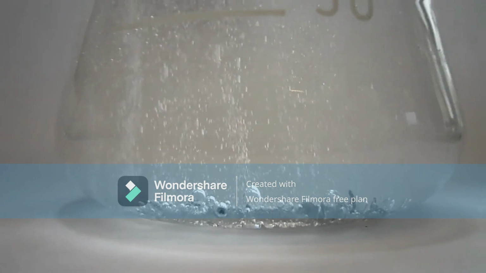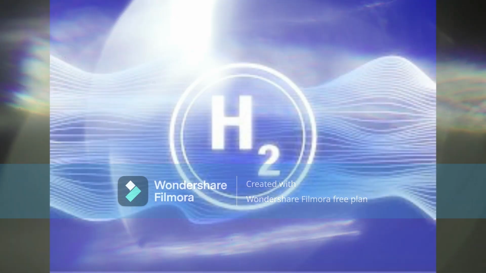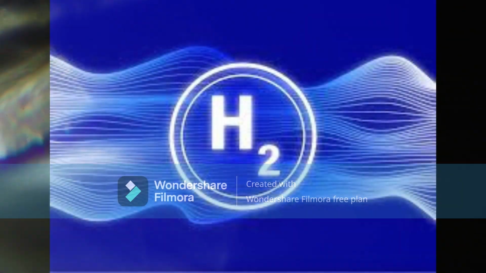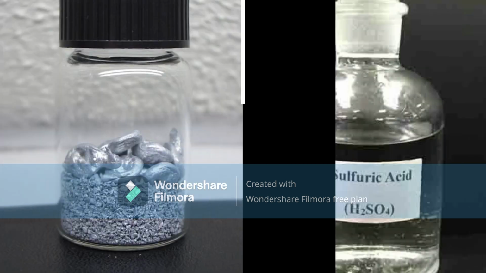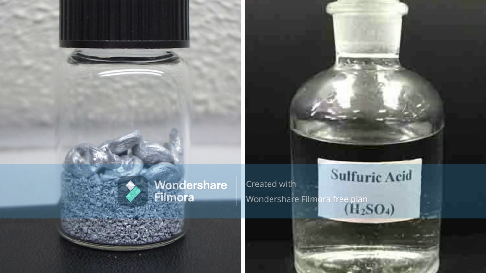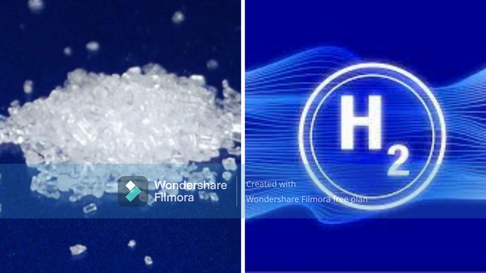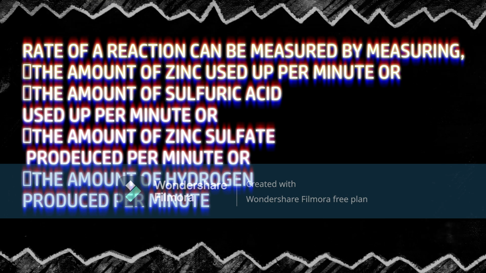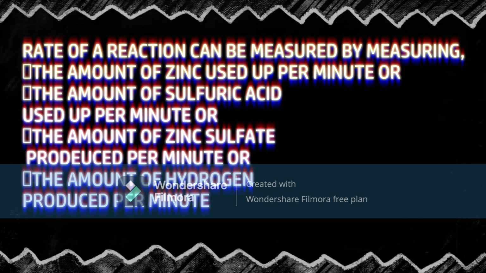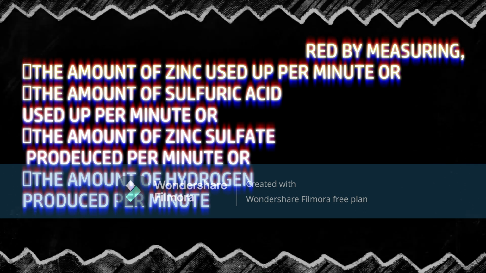Once one of the reactants is consumed, the reaction stops. The gas produced here is hydrogen gas. So the reaction is zinc plus dilute sulfuric acid gives you zinc sulfate plus hydrogen gas. The reactants here are zinc and sulfuric acid, and the products formed are zinc sulfate and hydrogen gas. So the rate of reaction can be measured either by the amount of zinc or sulfuric acid used per minute, or the amount of zinc sulfate formed or hydrogen gas produced per minute.